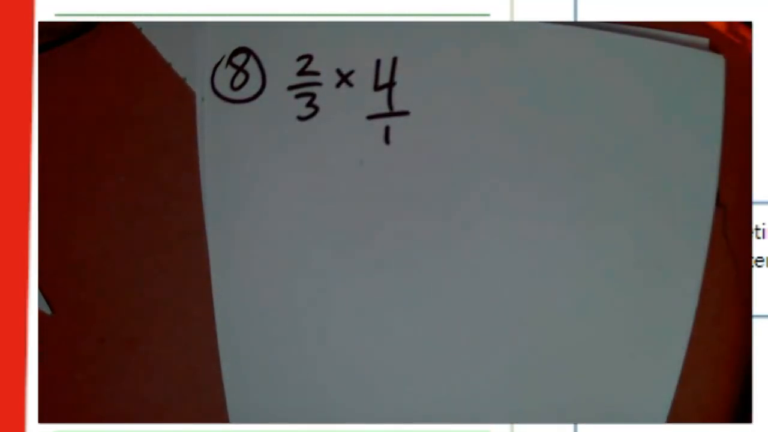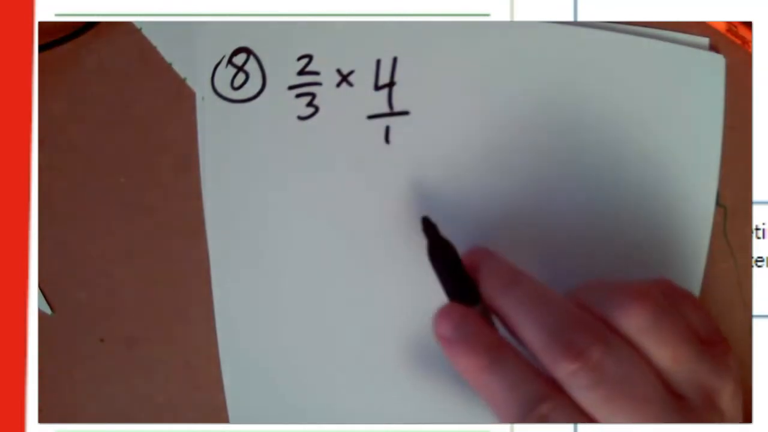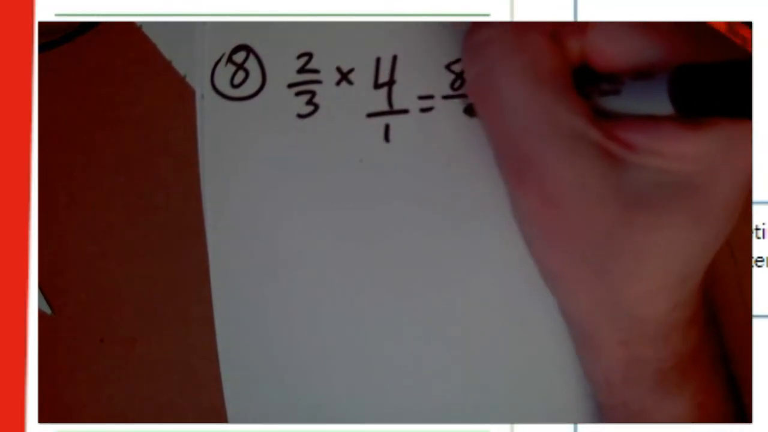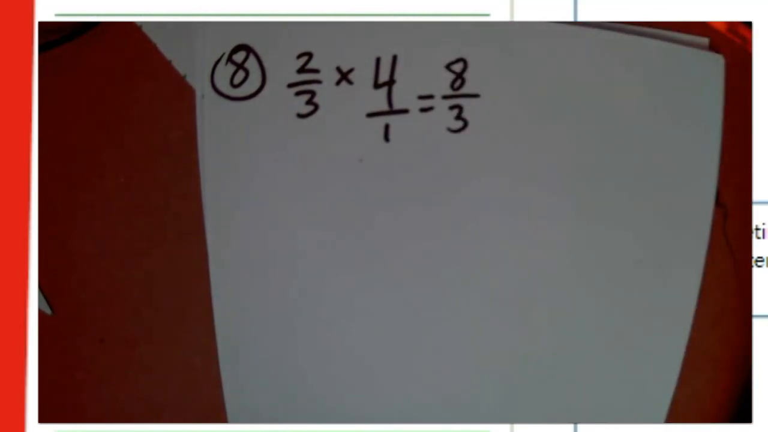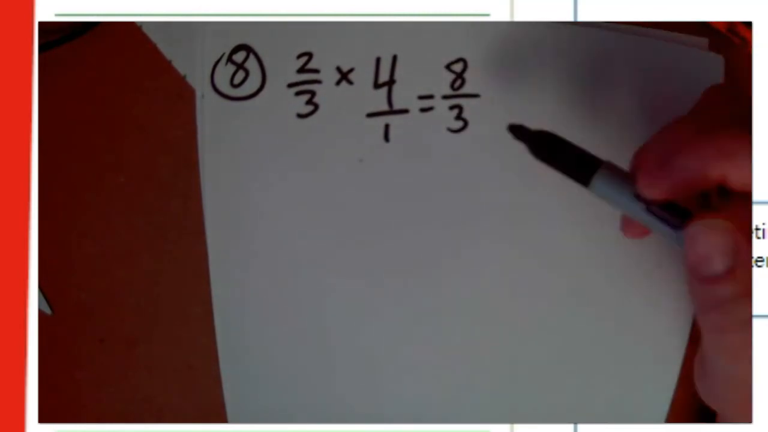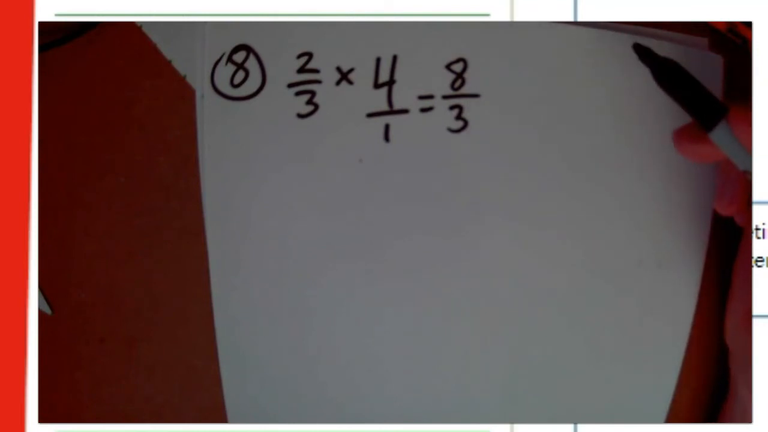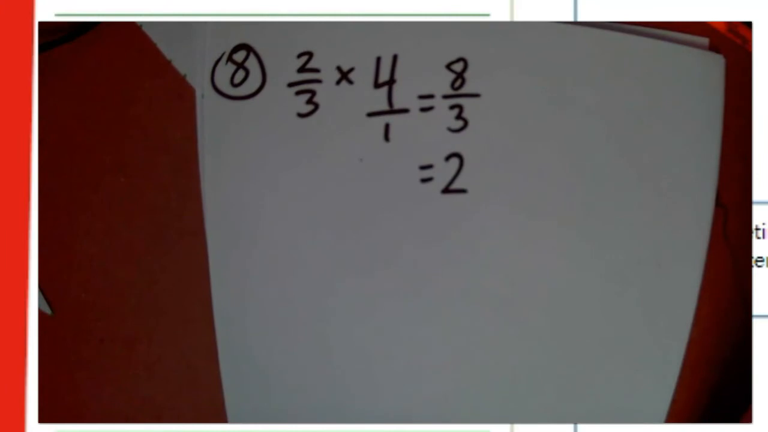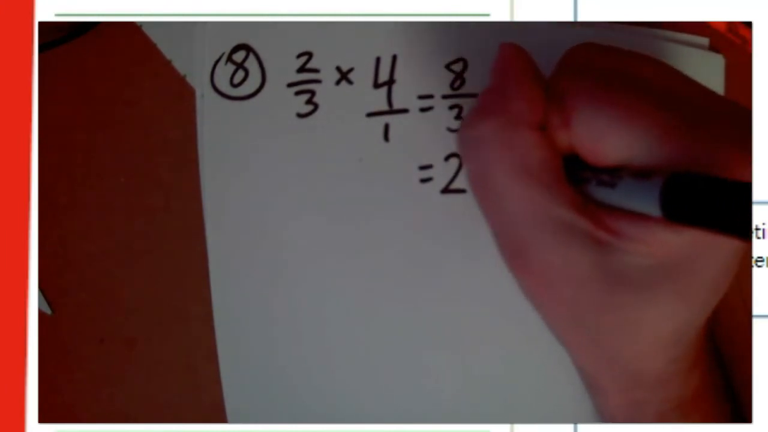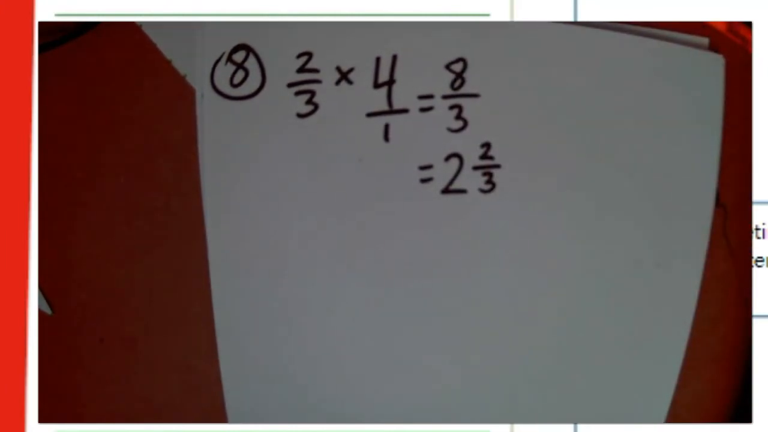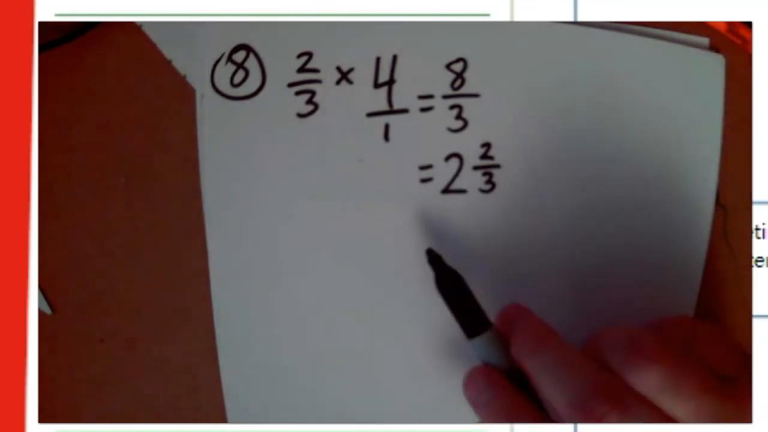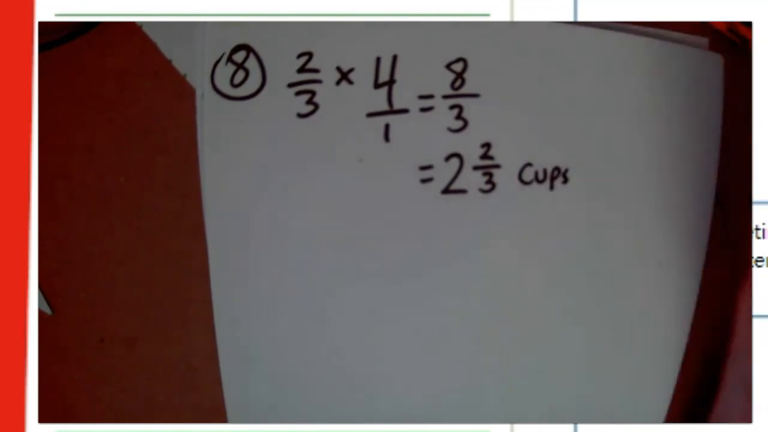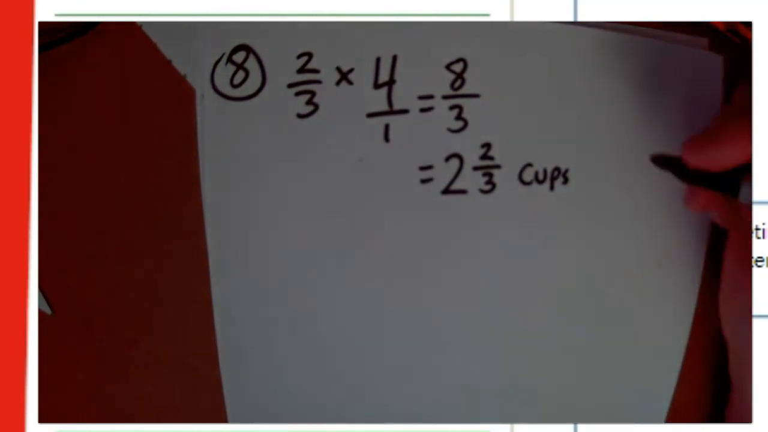So I can make this 4 over 1. I can try to cross-simplify, but I won't get too far, because I can't. 2 times 4 is 8, and 3 times 1 is 3. I get 8/3. If I turn that into a mixed number, I want to take 8 divided by 3. Since 3 goes into 8 2 whole times, right? 2 times 3 is 6. I'd have a remainder of 2, and the denominator stays the same. That means that we're going to need 2 2/3 cups of flour for 4 batches.